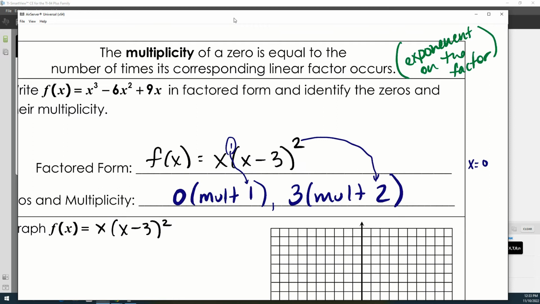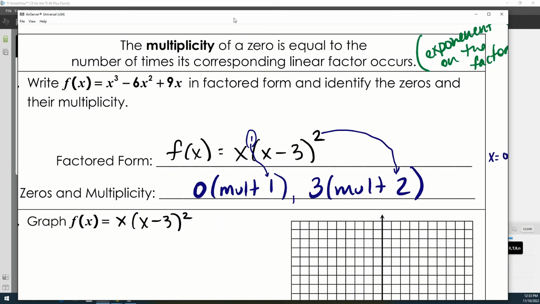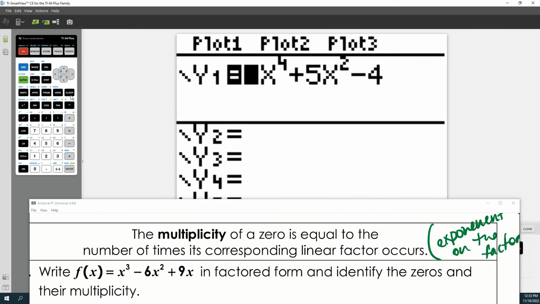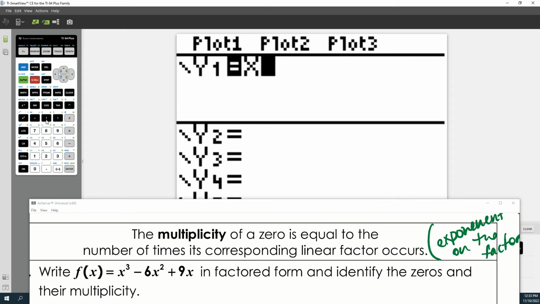Right. And then I'm going to take a second and I'm going to show you what the multiplicity means for the graph. So when there's an even number, that's our power, that's our multiplicity, it does one thing. And then when there's an odd number, it does a different thing. So I'm going to type that in. Now you can type it in factored form, or you can type it in the original function. They're the same. They're just different forms.